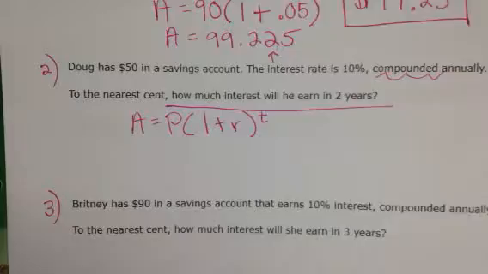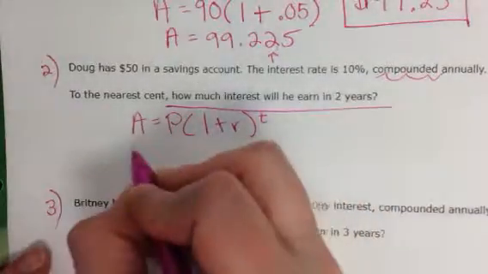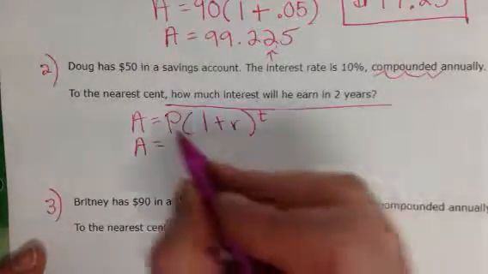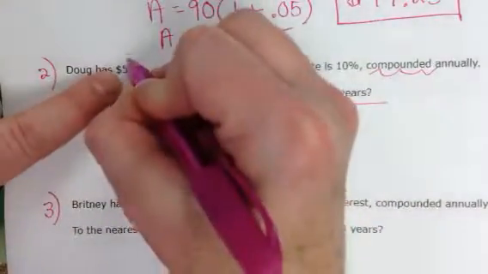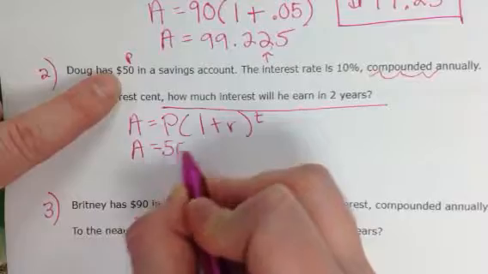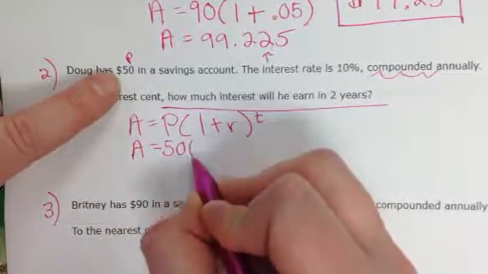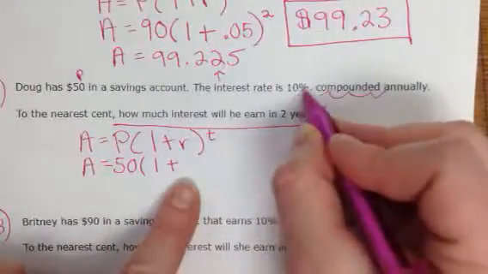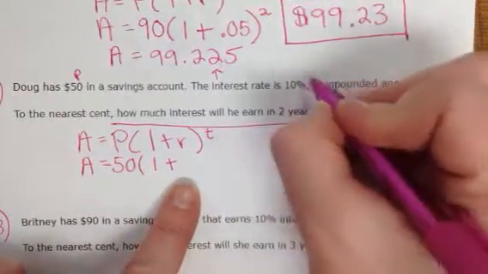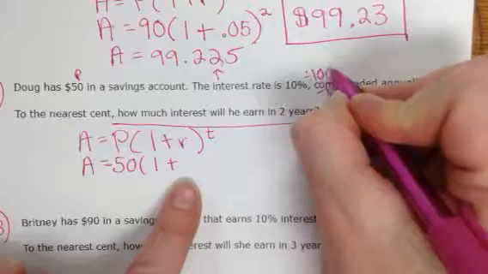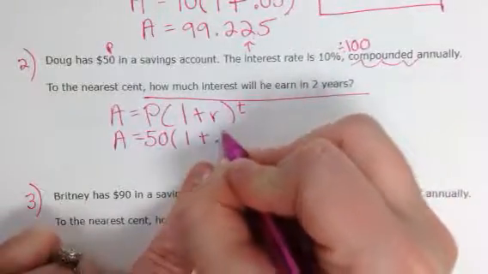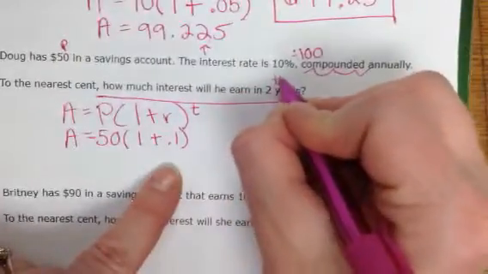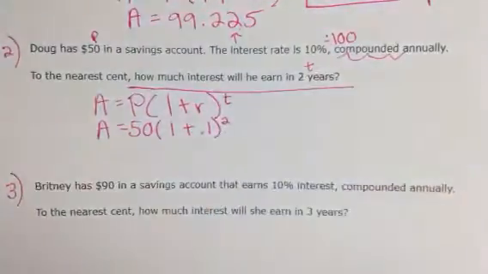Okay, then I'm going to go back and see what I can fill in. I do not know his ending amount, so I keep the A. Principal is starting amount. I know he started with 50. I bring down, open, 1 plus, I go get my rate. It's a percent, but I want it to be a decimal, so divide by 100. That is 1/10. Time in years, so my 2 is my exponent.